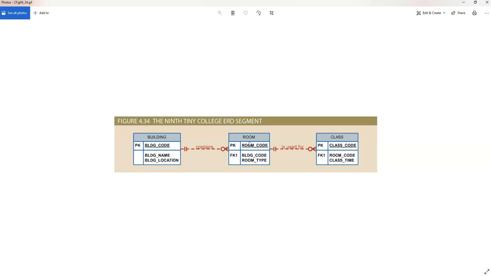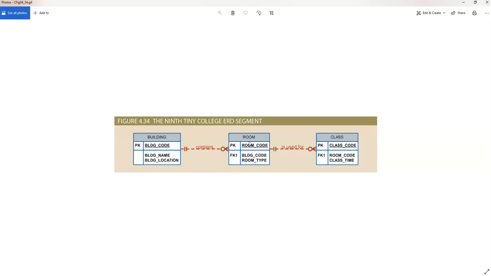A building contains 0 or more rooms. So what's a building without rooms in it? I don't know. A room is used for 0 or more classes. So maybe it's a maintenance room, so it doesn't have classes in it. So that would be 0 or more.